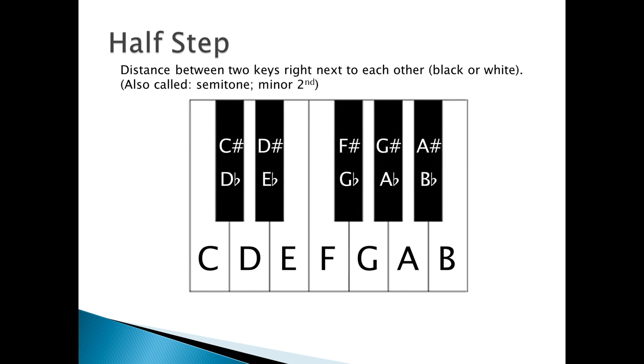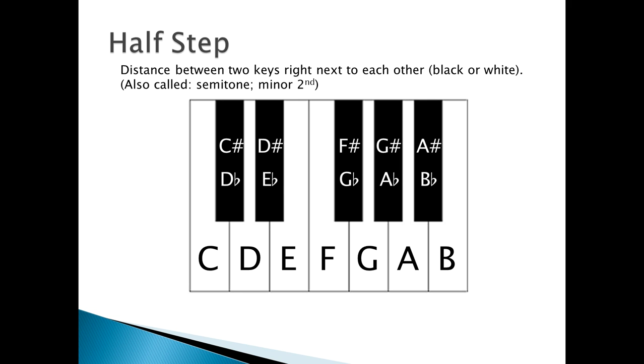Let's start with an interval called the half step. This is the distance between two keys that are right next to each other. It doesn't matter if the key is white or black, as long as they are right next to each other. That means they are a half step apart. You may also hear half steps referred to as semitones or minor seconds.